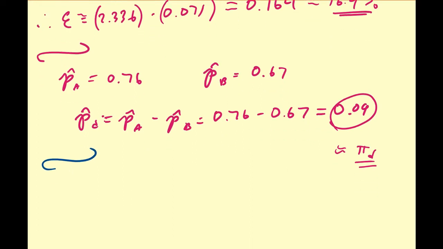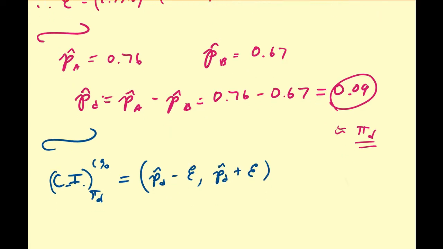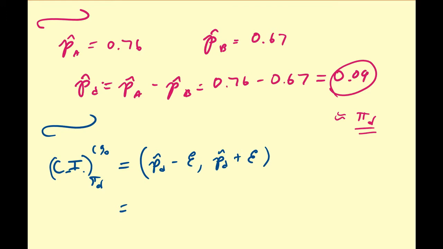Alright, so with that being said, we can now construct our confidence interval for the difference of proportions and our level of confidence. So again, that's going to be p hat D minus our margin of error and p hat D plus our margin of error. So our estimate is going to be 0.09 minus our margin of error, which came out to 0.16, and then 0.09 plus 0.16.